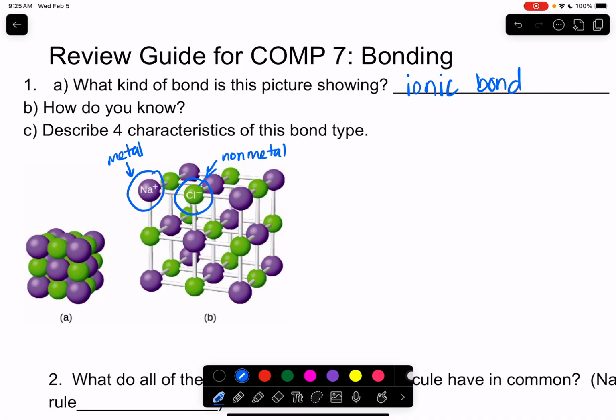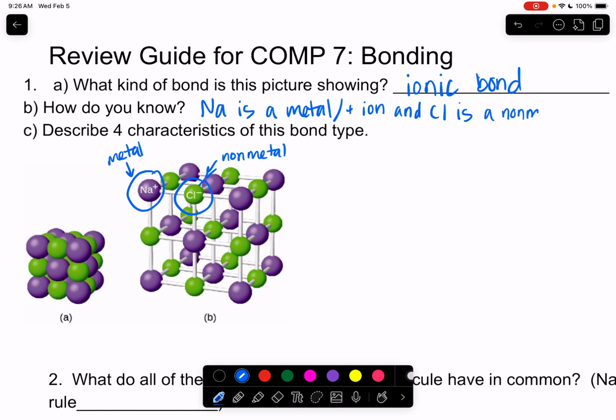And how we know is because Na is a metal / positive ion, and Cl or chlorine is a nonmetal / negative ion. And then 4 characteristics of ionic bonds.